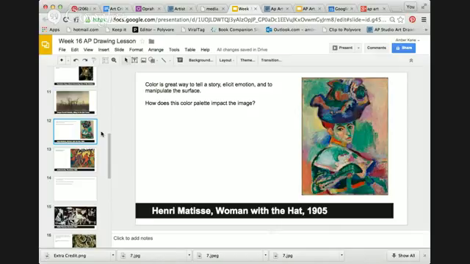But at the same time, if you're planning it and not just doing it because you have no idea what you're doing, you can use color to show an emotion, to manipulate the surface, and to create a feeling. So here, what I want you to think about is how does this color palette impact the image? And it might help to think about what would happen if this image was just a black and white image?